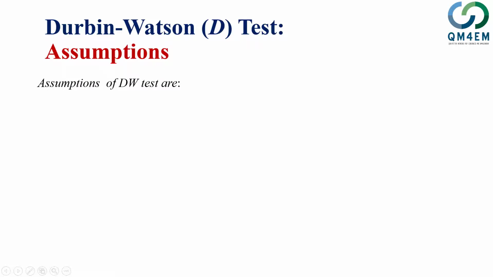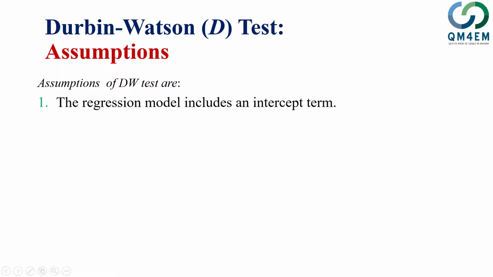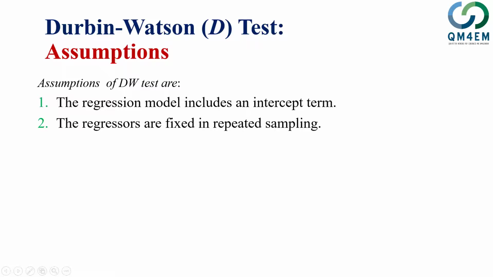One first assumption is that the regression model should include an intercept. That's pretty standard. It is also assumed that the regressors are fixed in repeated sampling. That's also consistent with one of the assumptions of the ordinary least squares method, which says that the explanatory variable has a fixed value in repeated sampling. So these two are pretty standard and simple assumptions, and don't need further explanation.